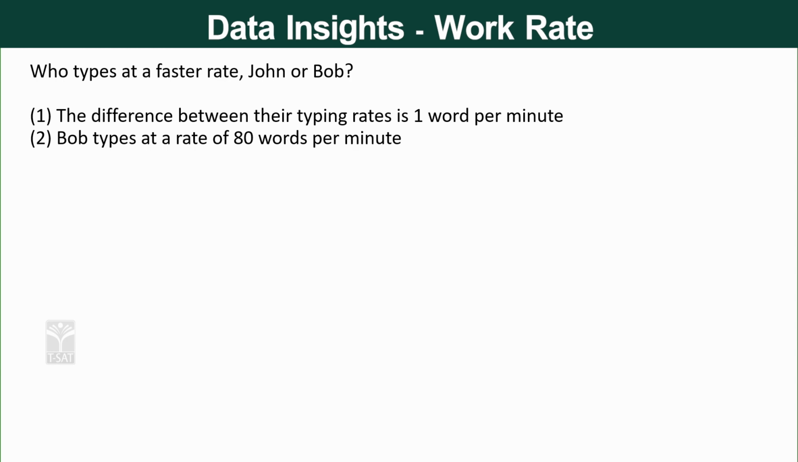Who types at a faster rate, John or Bob? The difference between their typing rates is 1 word per minute. Okay. So, we know that the difference, that is the modulus of John minus Bob, is equal to 1 word per minute. But this tells us nothing about whether John is faster or Bob is faster, or what their speeds are, what their rate is. So, therefore, this information is not sufficient to answer the question.